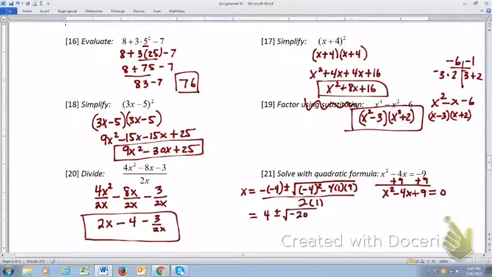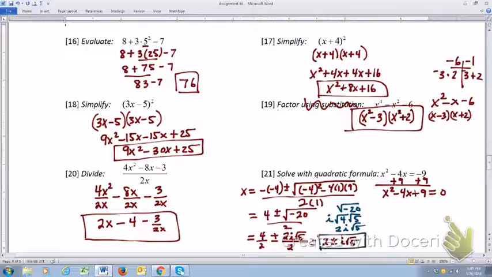And let's simplify. Now, square root of -20, we can simplify this radical. You're going to end up with 2i square root of 5. So let's rewrite this as 4 over 2 plus or minus 2i square root of 5 over 2. And so finally we end up with 2 plus or minus i times the square root of 5. And that is the end for this video's solution set.